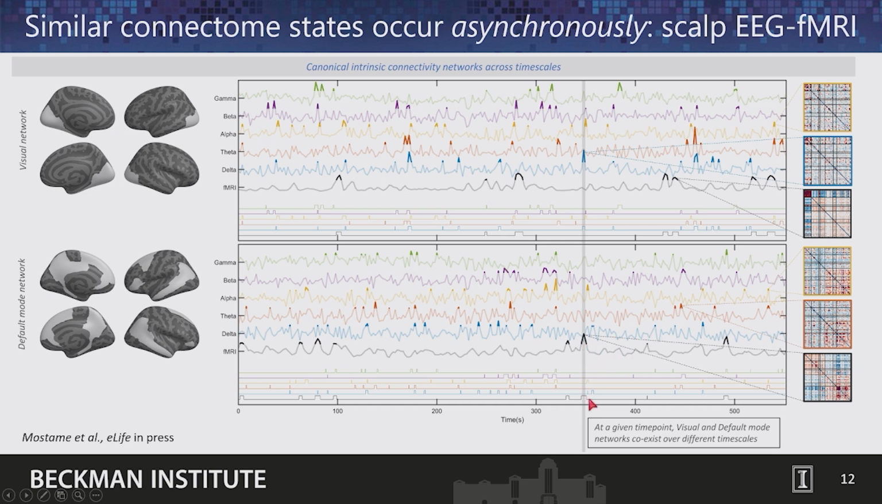But what's really astonishing, when you put that side by side, is that at one physical moment in time in this concurrent recording, connectivity at the infraslow time scale, which is best measured with fMRI, is dominated by the DMN pattern here, whereas the connectivity in the EEG delta band at the same physical moment in time is actually dominated by a different state that is high with the network connectivity of the visual system.